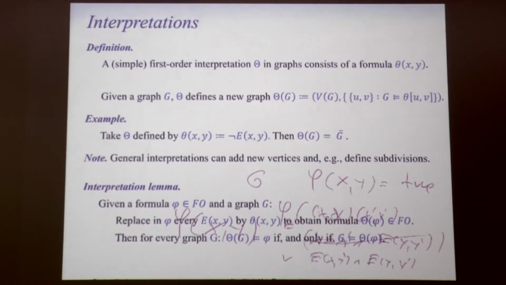So the picture you can draw is you have this theta, and it takes a graph to a new graph theta of g, which you construct from it by evaluating just the formula. And it takes a formula back to the formula that speaks about the old graph. Yeah? And satisfaction is preserved. Yeah? So this is if and only if.